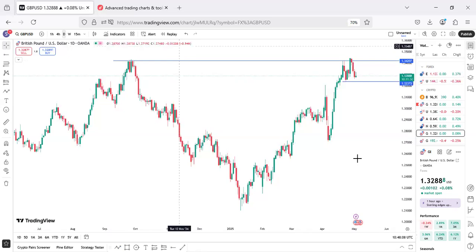So let's make our chart very neat. While analyzing, you need to keep your chart very, very neat so that you can see what the price is actually saying. All right, so let's go down.